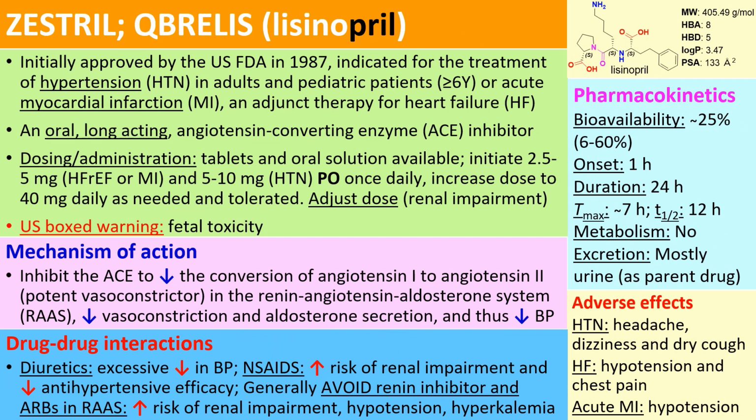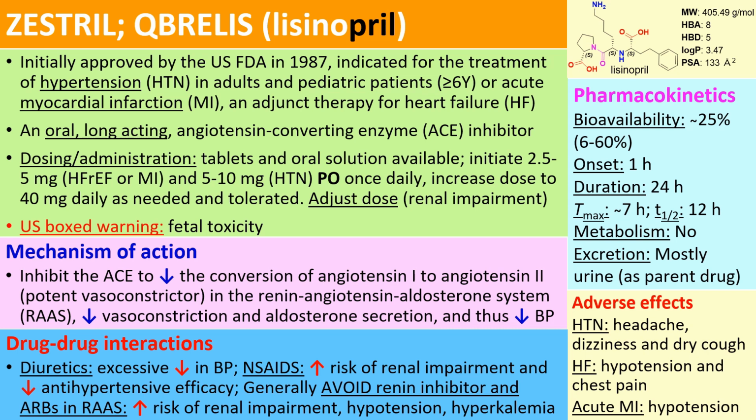The next medication, lisinopril. The brand names, ZESTRIL, QBRELIS. This medication was initially approved by the US FDA in 1987, indicated for the treatment of hypertension in adults and pediatric patients aged 6 years and older, or acute myocardial infarction, and as adjunct therapy for heart failure.